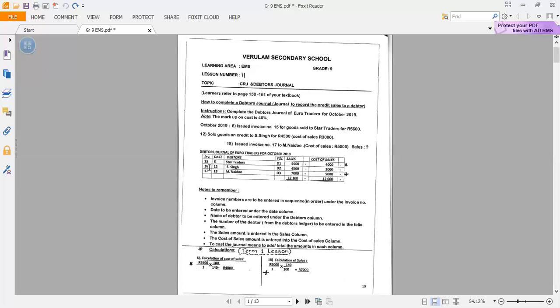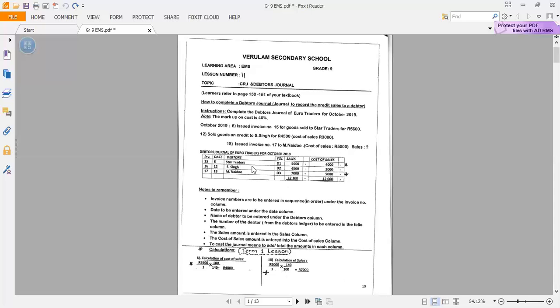That's invoice number 16 that is given to us. No, sorry, it's not given to us. We need to remember bullet number 1 there that states invoice numbers are to be recorded or entered in sequence, which means at any time, should they not give you an invoice number, you have to know that the next number follows. So in this case, it's invoice number 16. The date is the 12th. The name of the debtor is S.